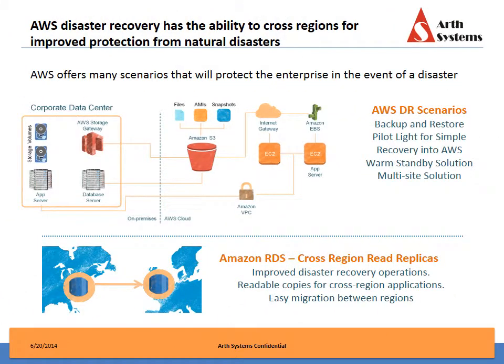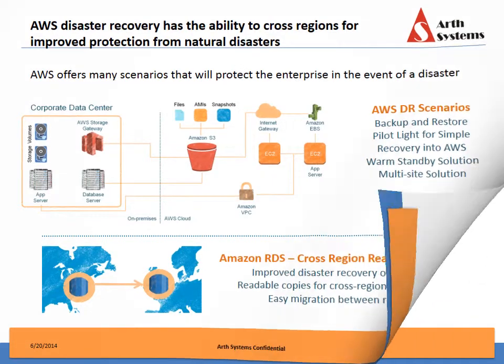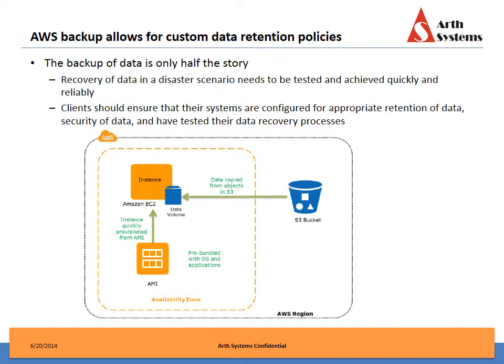AWS provides multiple disaster recovery solutions, from a simple backup and restore to a full multi-site solution. Replicas can be defined to be read across regions for improved disaster recovery operations. Backup and recovery can be customized to retain your data based on the requirements of your applications.